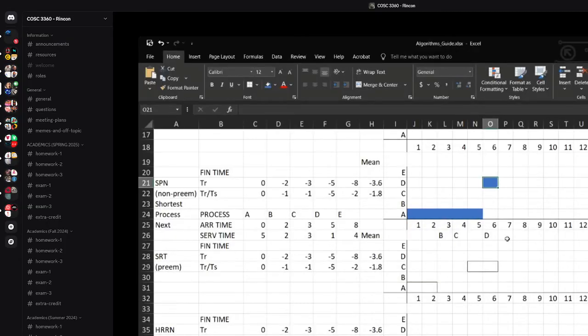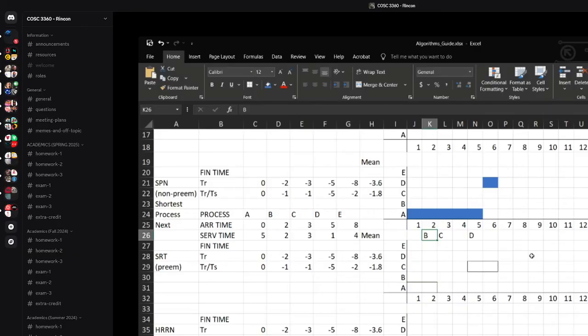Okay, so at time 6 now, after D is done, because D only has 1 service time. So at time 7, only B and C are left in the queue. Why is B placed at 3 and not 2? In my head I was just thinking after 2, B arrives. Does that make sense? But I can also write it this way, if that's a little bit more clear.